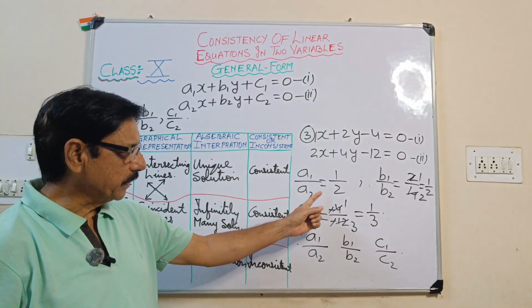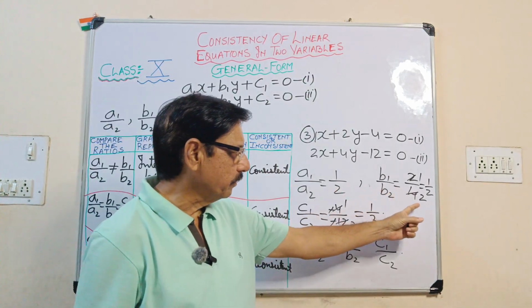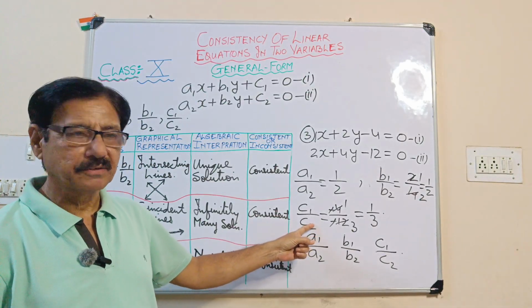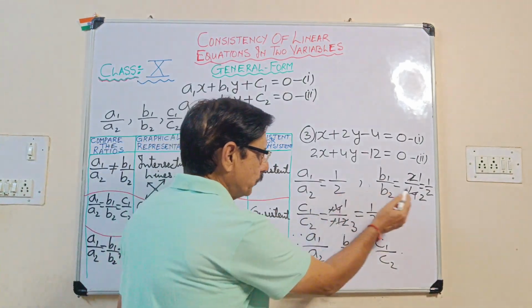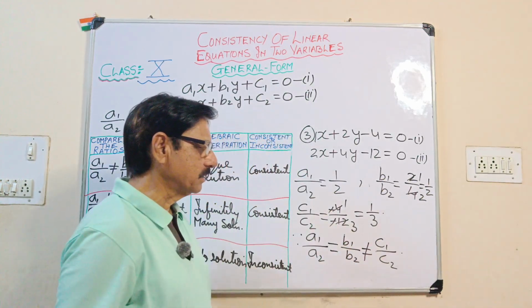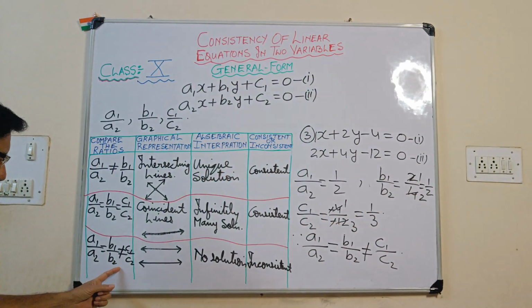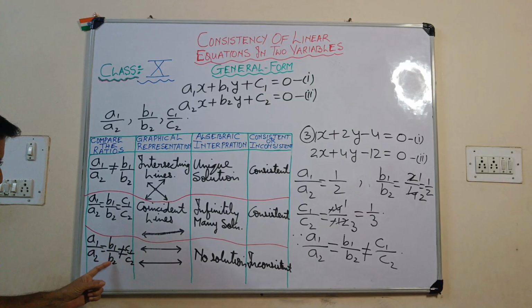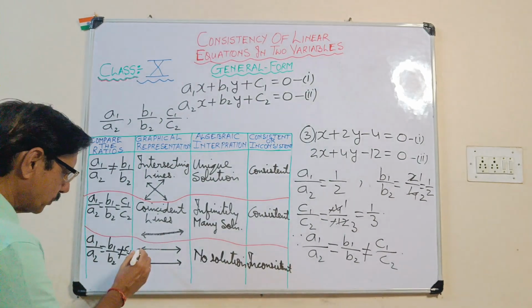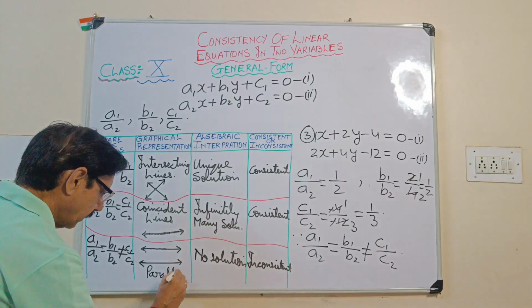Now here you see that we were getting a1 by a2 as 1 by 2 and b1 by b2 also 1 by 2. That's why we have taken the ratio of c1 by c2 also. Because these two are equal, but the c1 by c2 ratio is not equal to these two, the third condition applies here: a1 by a2 is equal to b1 by b2 is not equal to c1 by c2. And if it is not equal to c1 by c2, you know what we will get? Parallel lines.